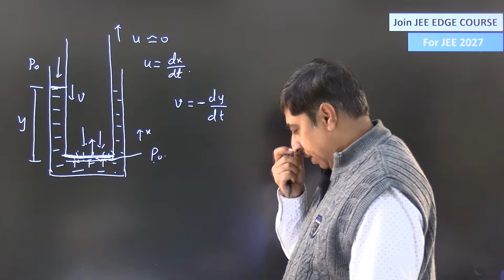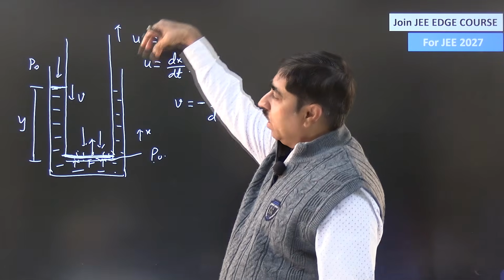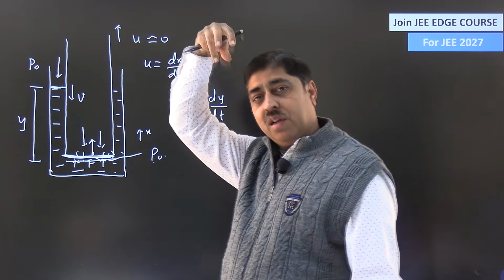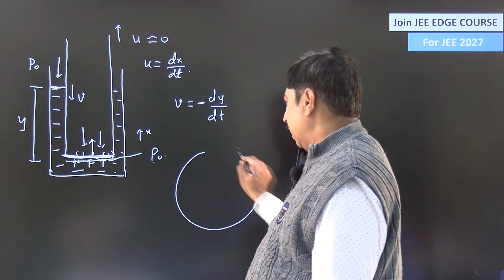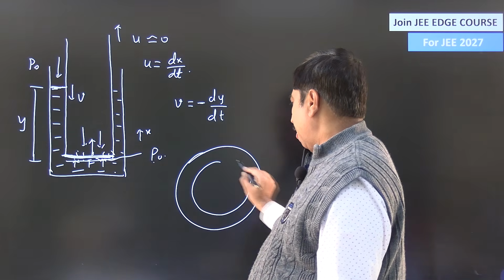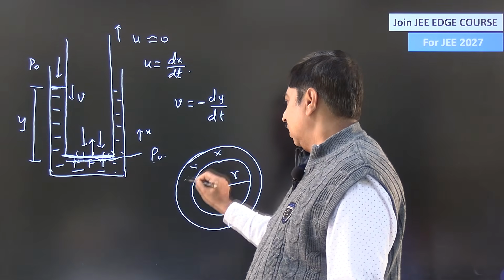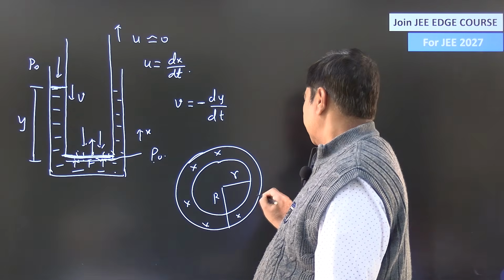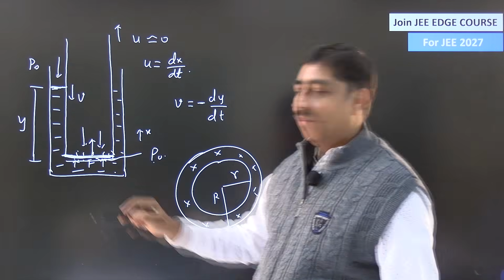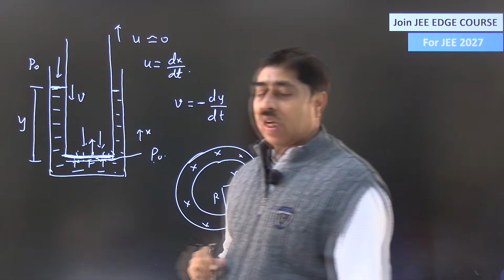Okay, that's fine. Now just have a look at the cross section of this container from the top. How does it look? It will look like this. This is the inner radius r, this is the outer radius r, and the water is here in this annular space.